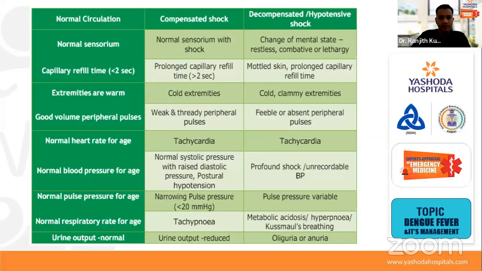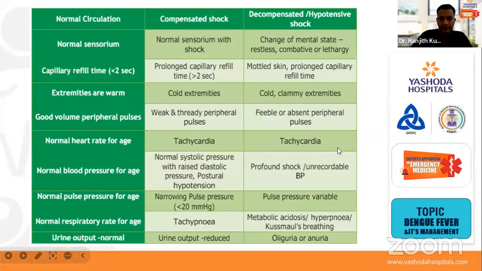So, coming to how to differentiate dengue, patients presenting with compensated shock and decompensated shock in the case of critical dengue. The sensorium is usually normal with compensated shock, but in patients with decompensated or hypotensive shock, there will be an altered mental status, or people might be restless.